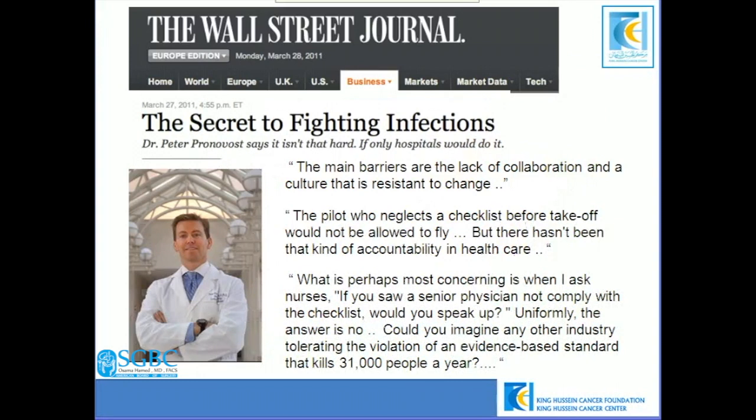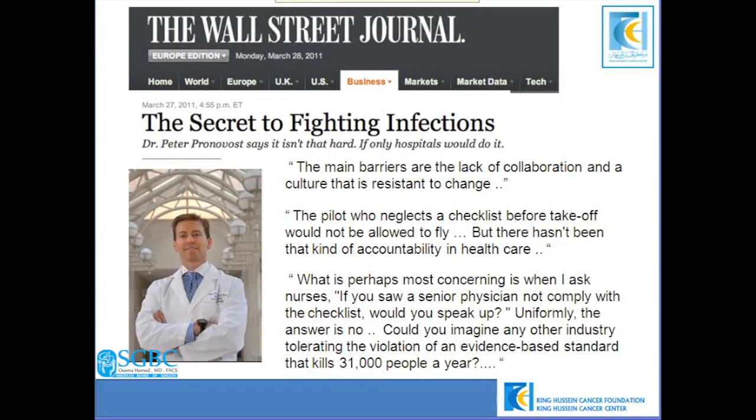Dr. Pronovost made it to the Wall Street Journal. Very nice interview and very nice quotes I took from him. He said the main barriers are the lack of collaboration and a culture that is resistant to change. I think we all have to resist this feeling deep in us about changing, because change is the only thing that gets us better. In terms of the checklist, he stated that pilots who neglect the checklist before taking off would not be allowed to fly again, but there has not been that kind of accountability in health care.